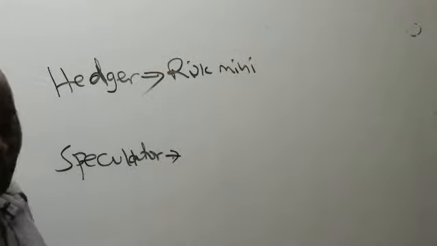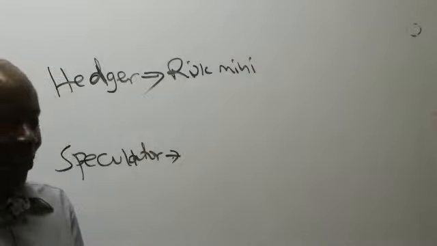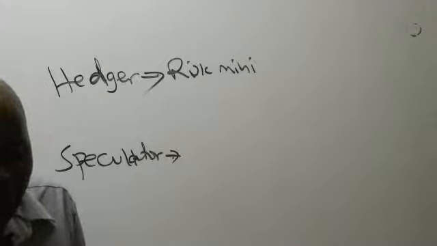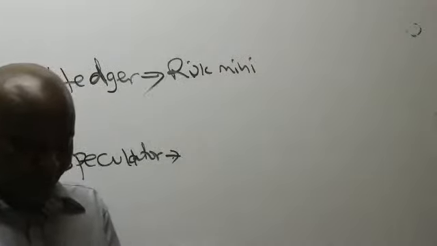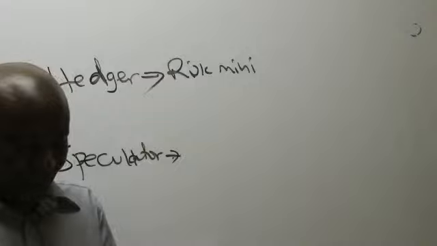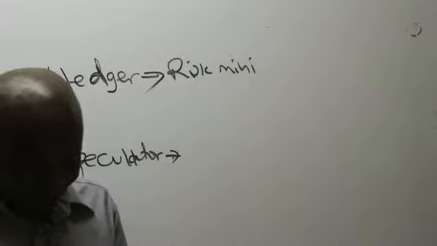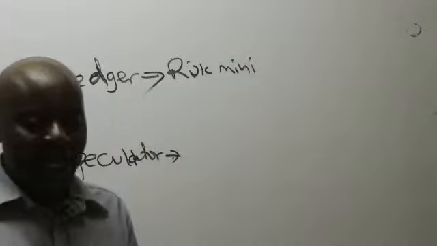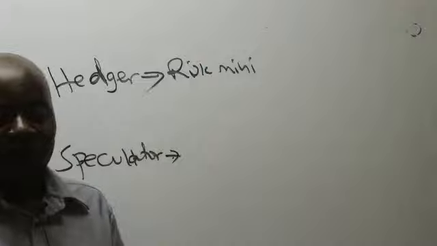How about a speculator? What does a speculator go for? Profit maximization. Thank you very much, Zamzam. Profit maximization. So basically, speculators buy and sell derivatives to make a profit. And the hedgers buy and sell derivatives to reduce risk.